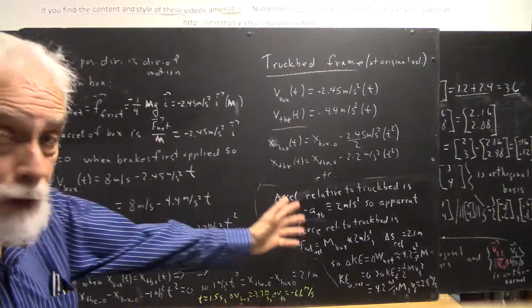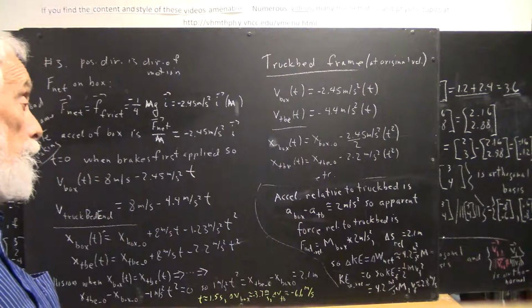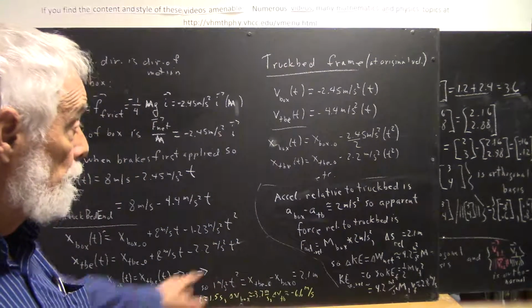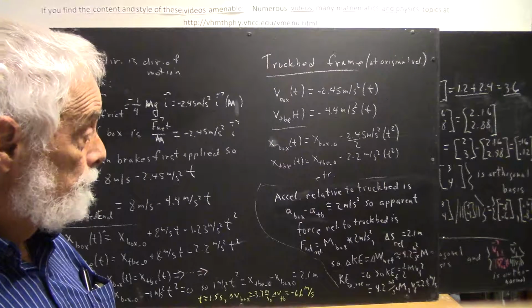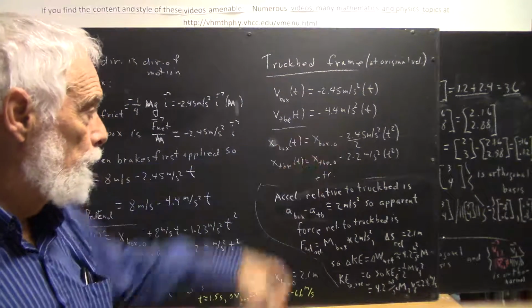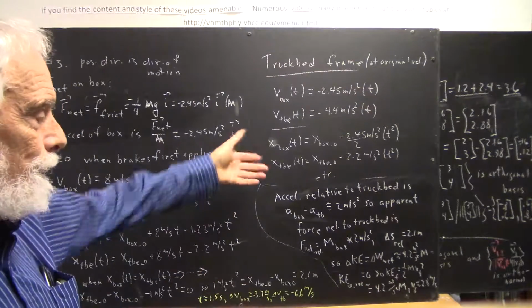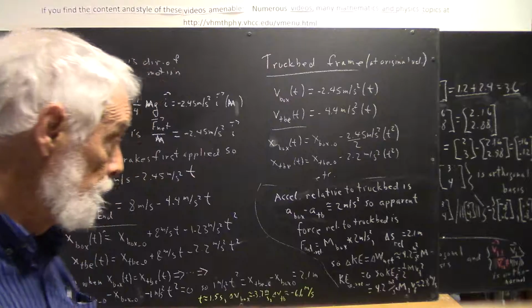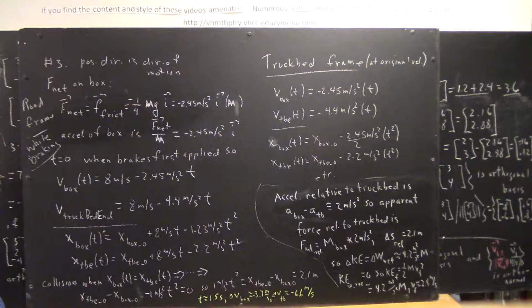So both analyses are valid. This one is a lot shorter than this one or this one. And of course you could solve this one for the time also, and you would still get the same relative velocity as it is here. And you should probably check that out.